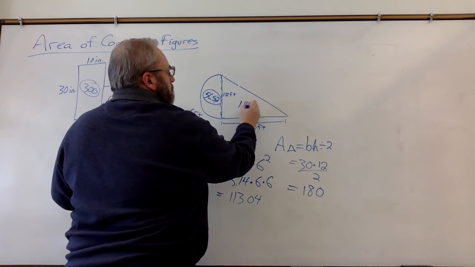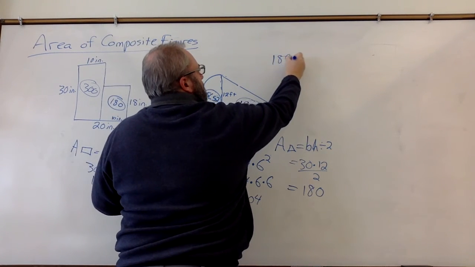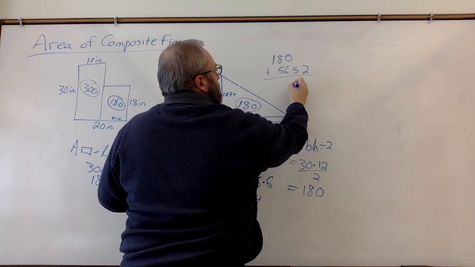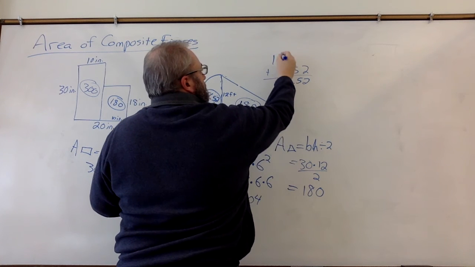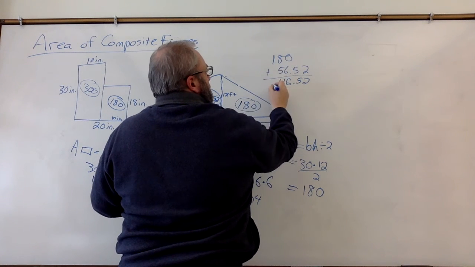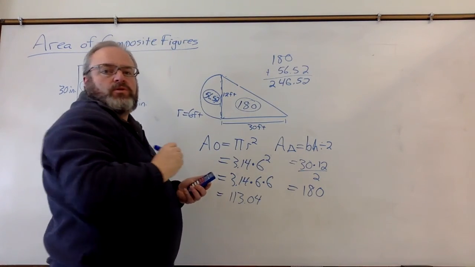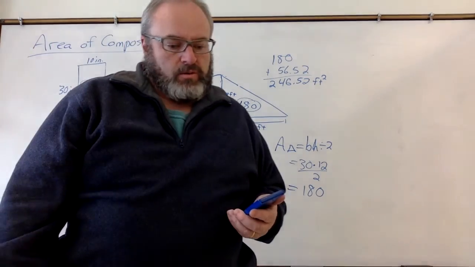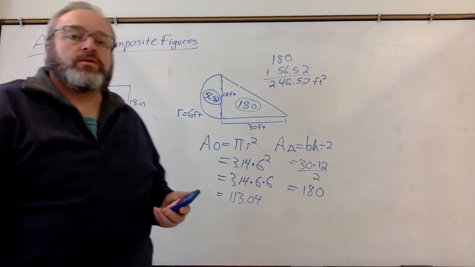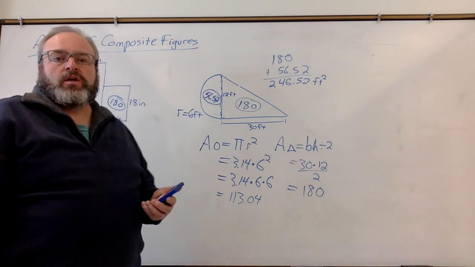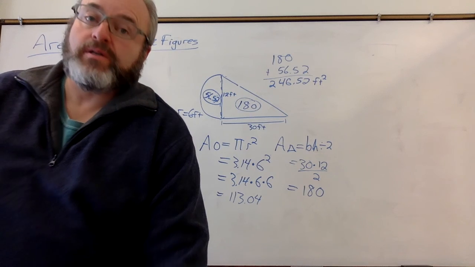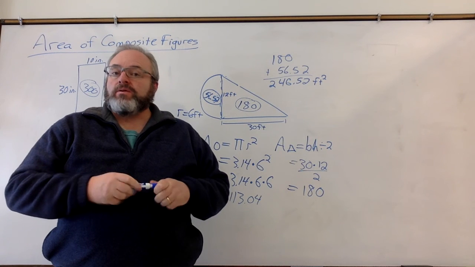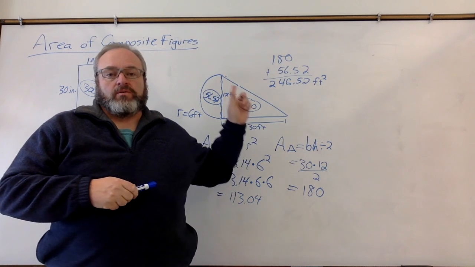Now, we need to add those two numbers together. 56.52 plus 180 is 236.52 square feet. Okay, so the way to find the area of composite figures is to break that figure up into more familiar figures, find each part separately, and then add your areas together to get the total area of your composite figure.